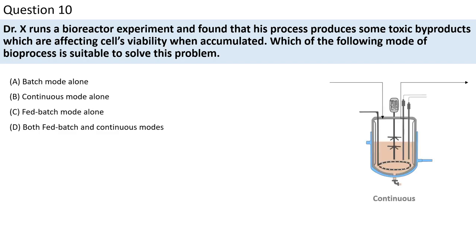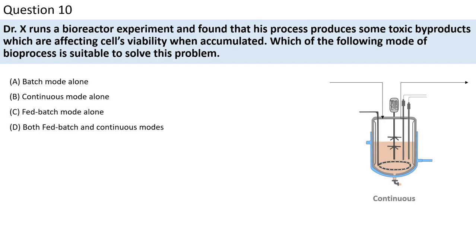We know already that continuous can be one of the obvious answers. If you take products like lactic acid, acetic acid and so on, what happens in a batch experiment is that when lactic acid is produced at a very high concentration, the pH of the medium will drop. Because of that, the cells get inhibited. This is called product inhibition. The product will inhibit the cell growth itself, and then the cells will not be able to produce further lactic acid.